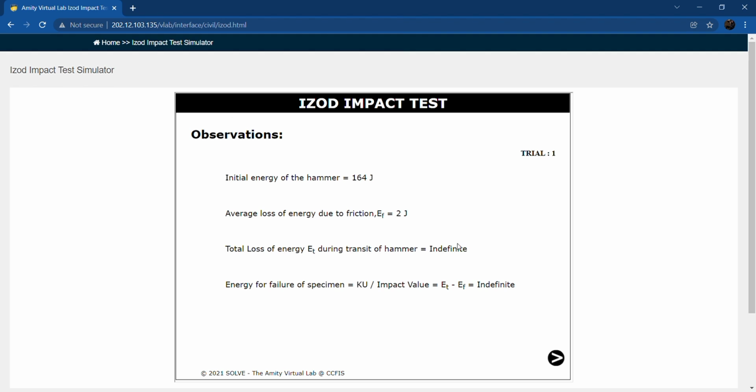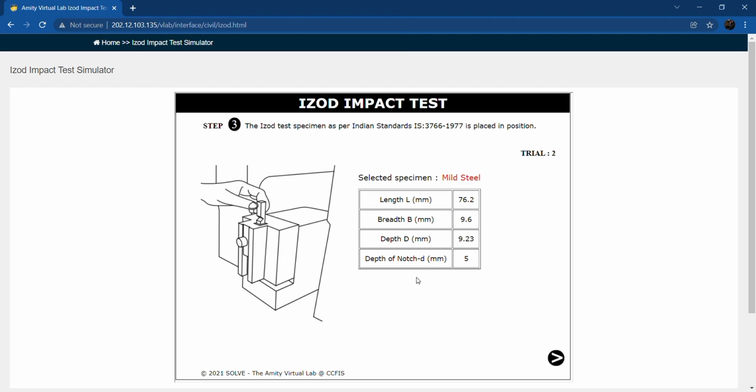So this is the observation. Initial energy of hammer is 164 joule. Average loss of energy due to friction EF is 2 joule. Total loss of energy during transit of hammer is indefinite because the specimen did not break in half. Energy of failure of the specimen KU is indefinite. So, to conclude, mild steel is harder than cast iron.